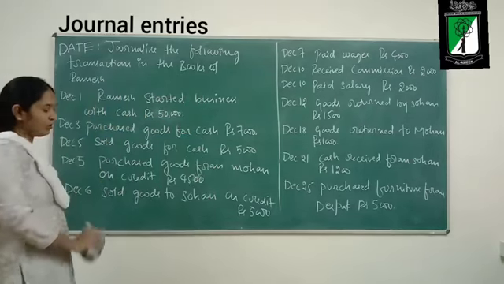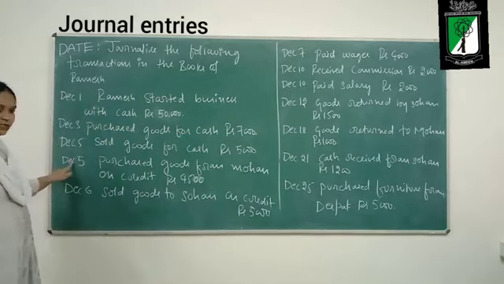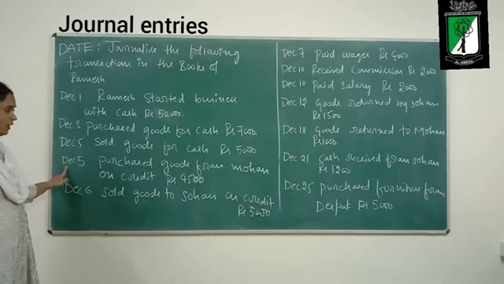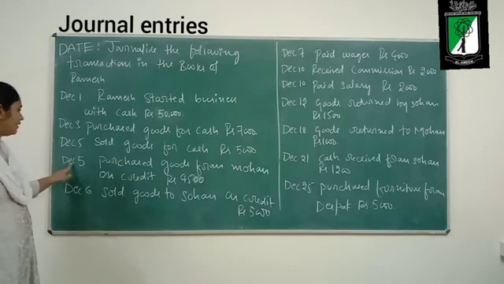Okay, now I got the board. This was the transaction which I had forgot to write in the previous problem: purchase goods from Mohan on credit rupees 4,500, and the date of the transaction is December 5th.